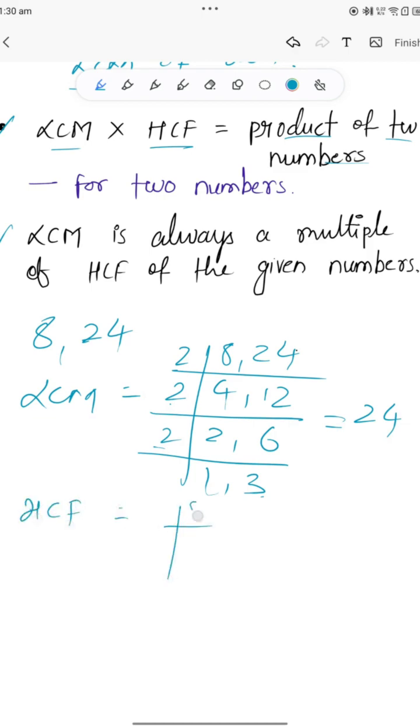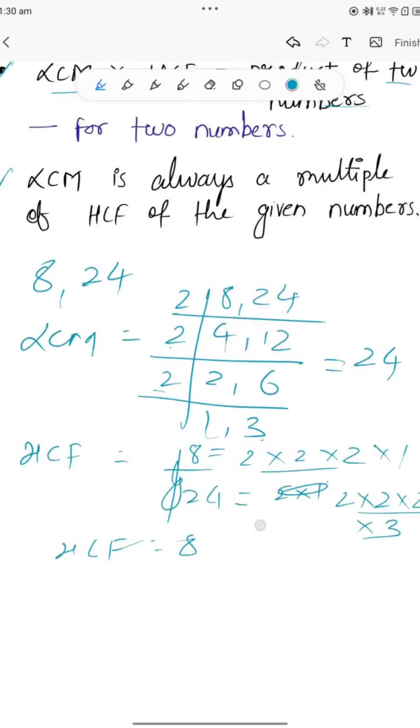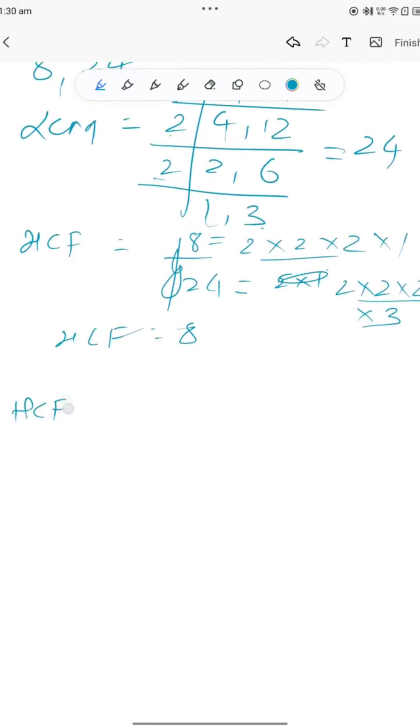What will the HCF be? For 8: 2 4, 2 2, 2 1, so 2 into 2 into 2. For 24: 2 12, 2 6, 2 3, so 2 into 2 into 2 into 3. So here HCF will be 8. So what I am trying to say is, when we multiply HCF with LCM, that will be the product of our two numbers which we just found. The LCM and HCF came out as 24 times 8.